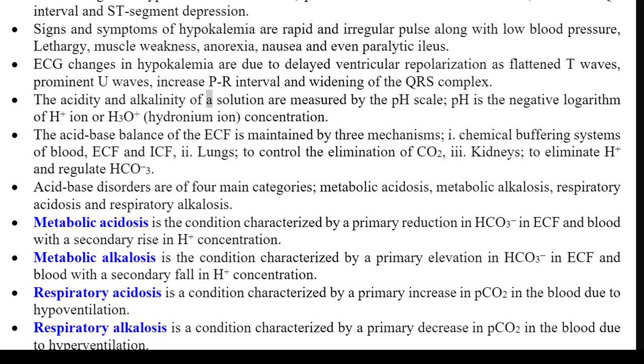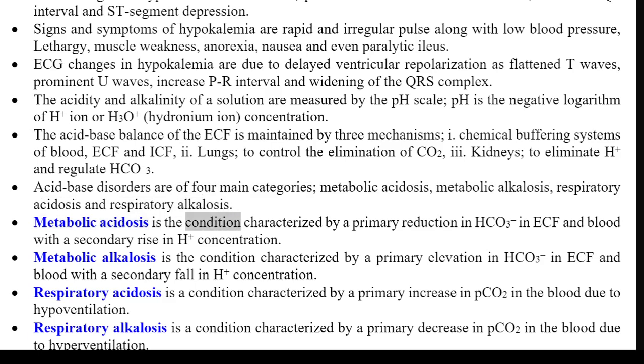The acidity and alkalinity of a solution are measured by the pH scale. pH is the negative logarithm of H+ ion or H3O+ (hydronium ion) concentration. The acid-base balance of the ECF is maintained by three mechanisms: 1. Chemical buffering systems of blood, ECF, and ICF, 2. Lungs, to control the elimination of CO2, 3. Kidneys, to eliminate H+ and regulate HCO3-. Acid-base disorders are of four main categories: metabolic acidosis, metabolic alkalosis, respiratory acidosis, and respiratory alkalosis.